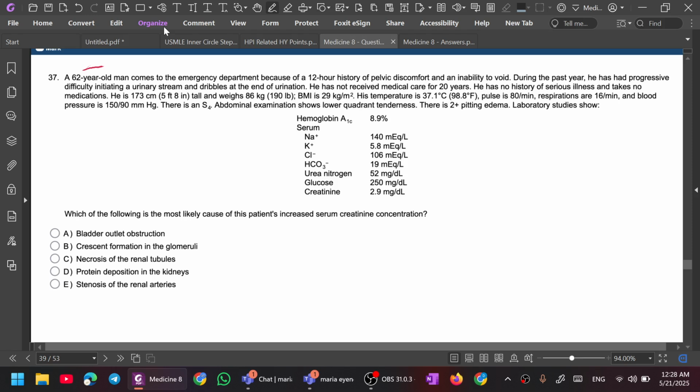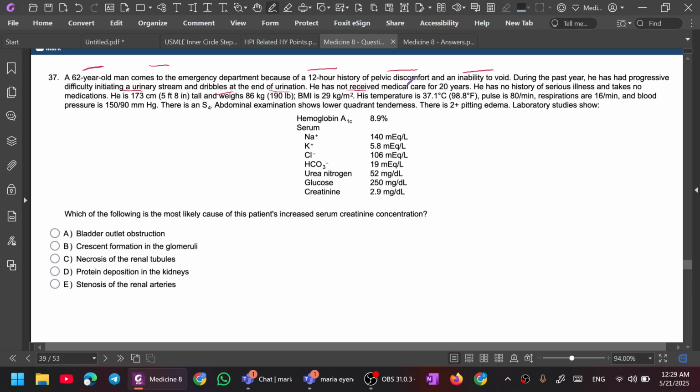Yeah. Okay, next. A 62-year-old man comes to the emergency department because of a 12-hour history of pelvic discomfort and inability to void. During the past year, he has had progressive difficulty initiating a urine stream and dribbling at the end of urination.